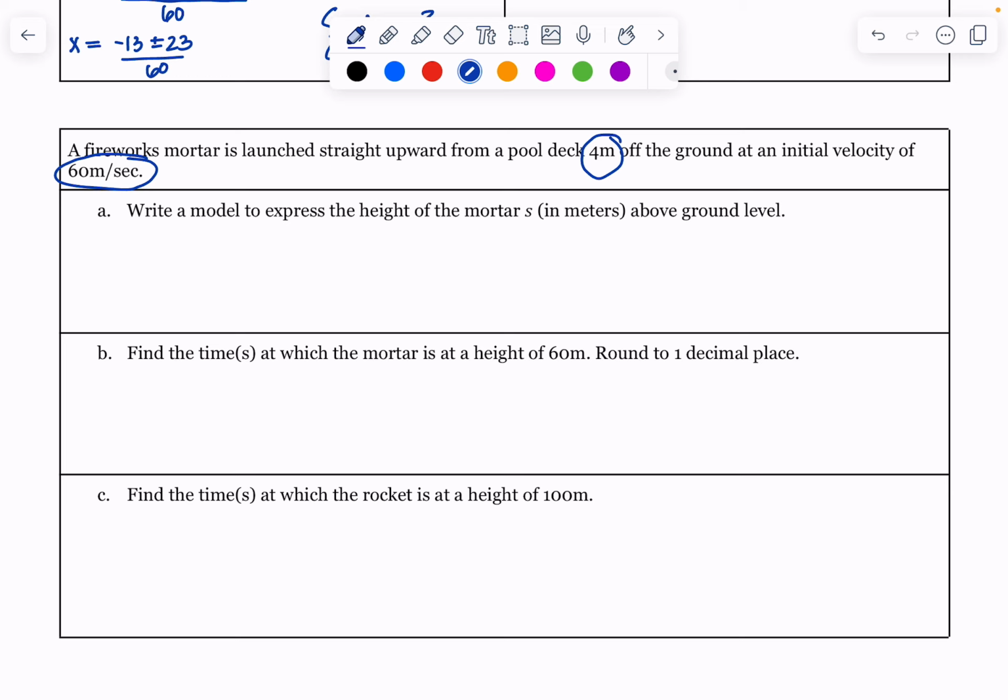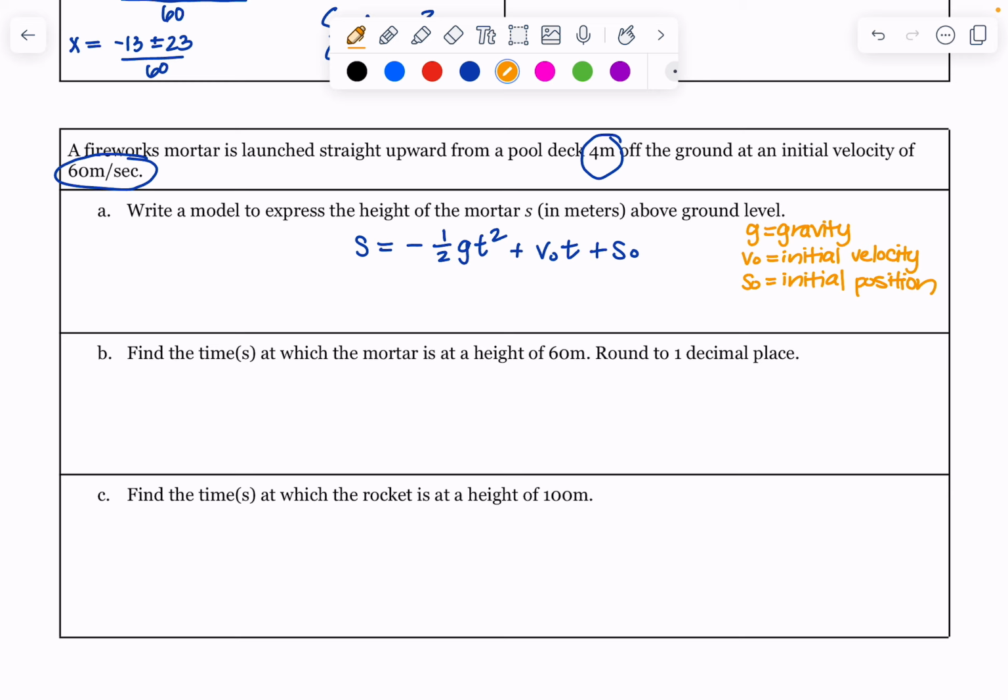So the formula we're going to be using is S equals negative 1/2 gt squared plus v naught t plus S naught, and that's in your book. But just so you know, G is gravity, V naught is initial velocity, and S naught is initial position, or height.